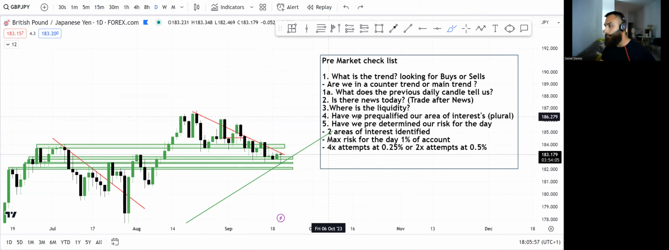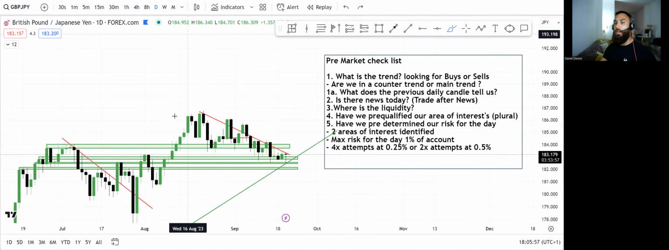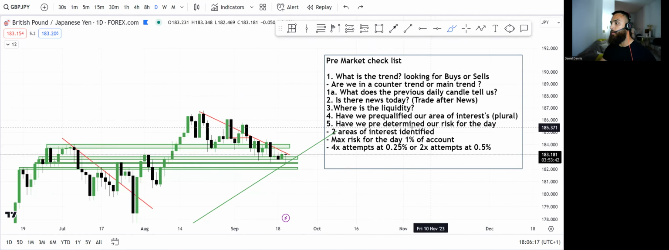The next thing I do is I pre-qualify my areas of interest. I do have a checklist to go through, which I'll go through in a minute, which allows me to pre-qualify an area of interest. And I say plural here because there could be a few. Also, I have to predetermine my risk for the day.